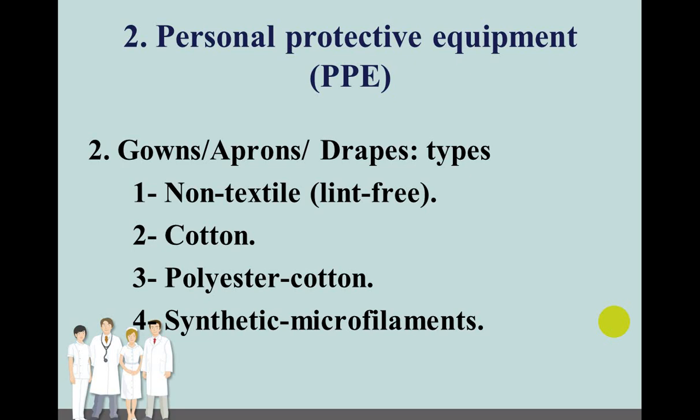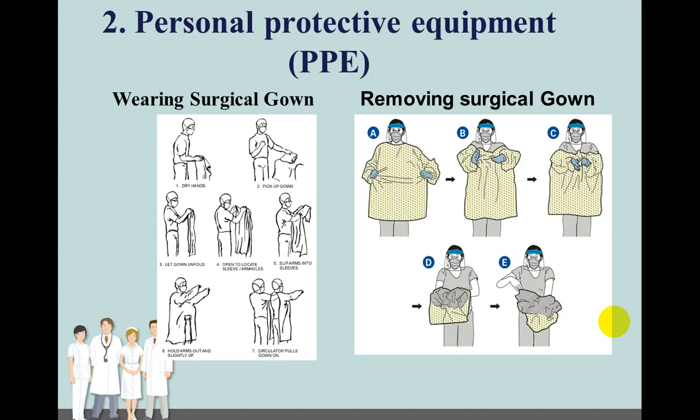Gowns, aprons, drapes ممكن يبقوا non-textile, lint-free, cotton, polyester and cotton, synthetic micro filaments. Two diagrams بيورونا wearing surgical gown, removing surgical gown.